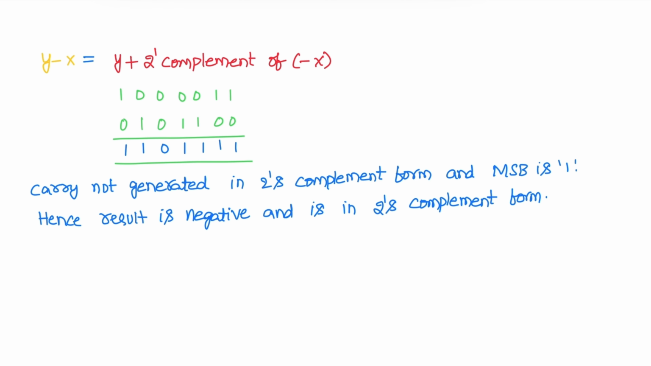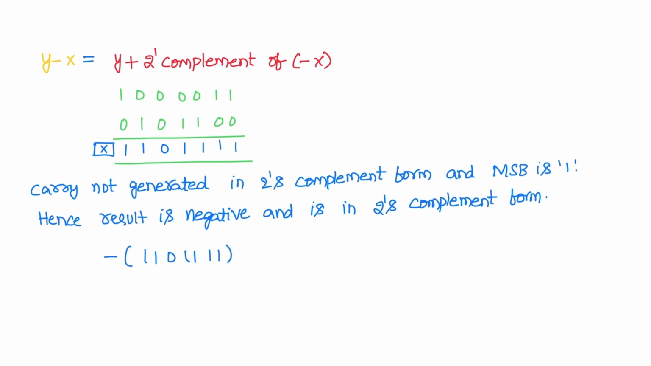Here carry is not generated in the MSB position. So if carry is not generated in 2's complement form, the result is negative and it is in 2's complement form. So the result is negative and is the 2's complement of 1 0 double 1 double 1.